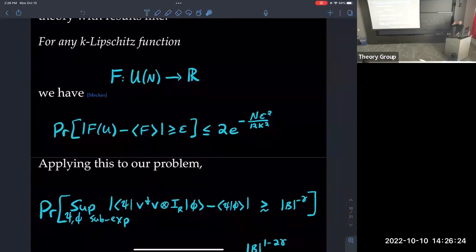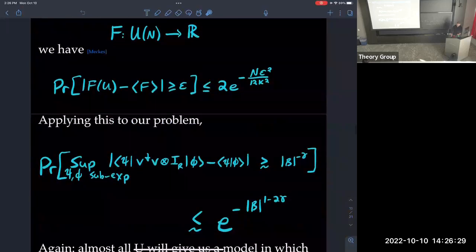So if you apply this measure concentration formalism to our problem, you get a statement like this, where we consider the probability over your choice of u that the inner product is preserved. Here we're considering all psi and phi that are sub-exponential states. Let's say we pick some reference state that's like our vacuum state. Psi and phi are any two sub-exponential states. We're going to take a supremum over them, actually.